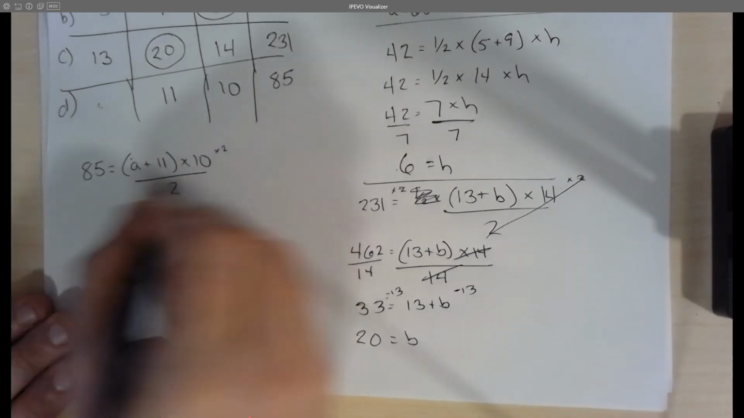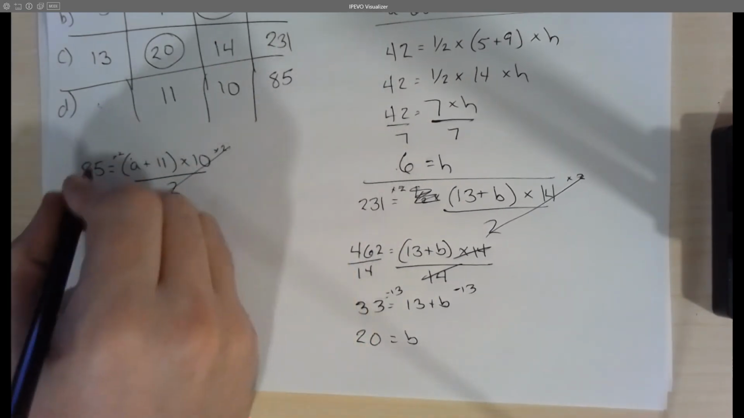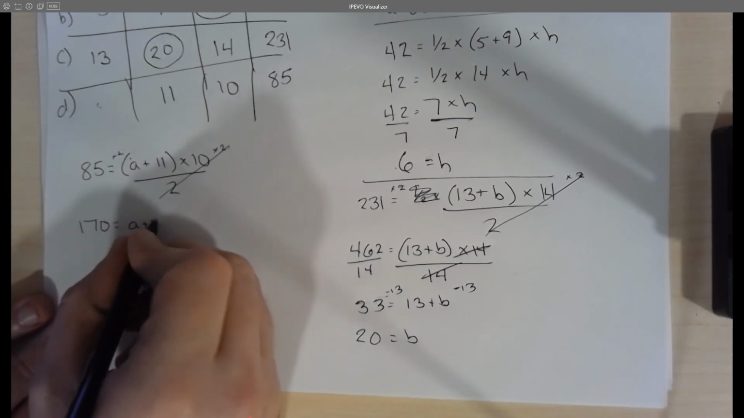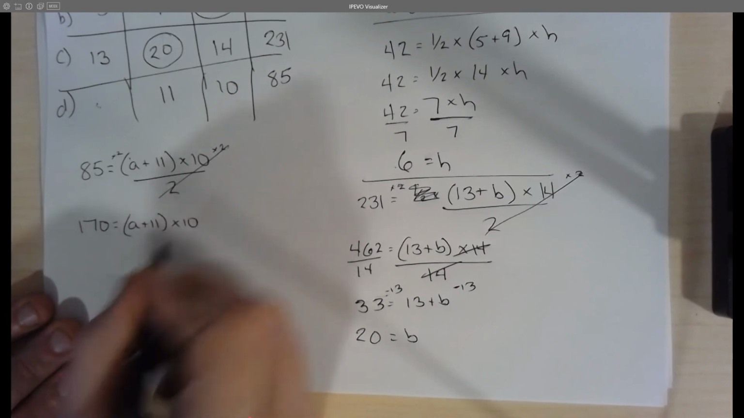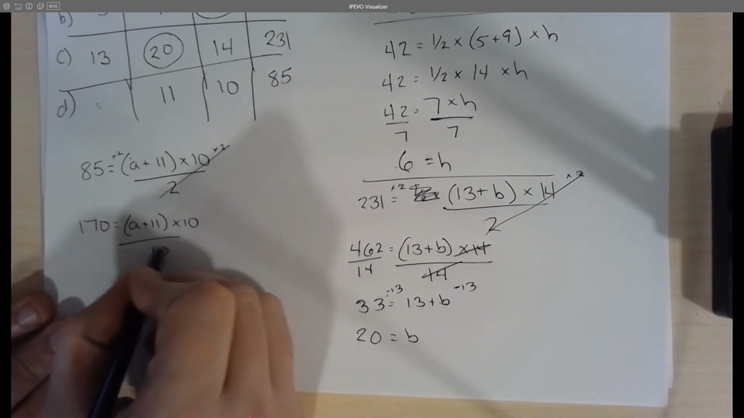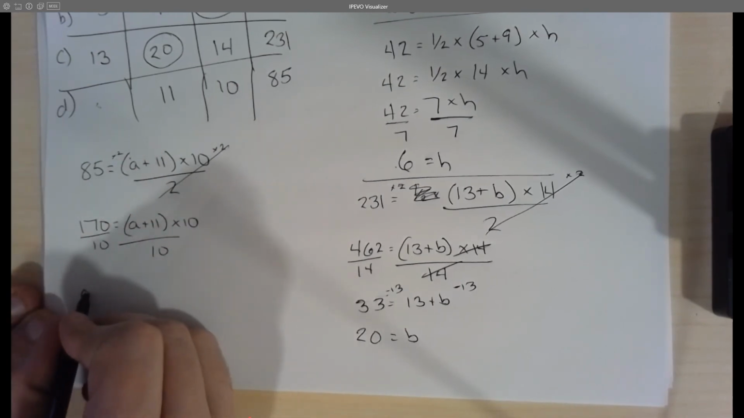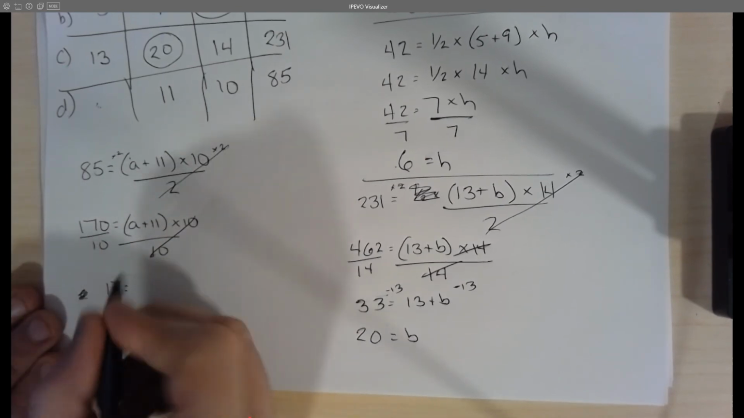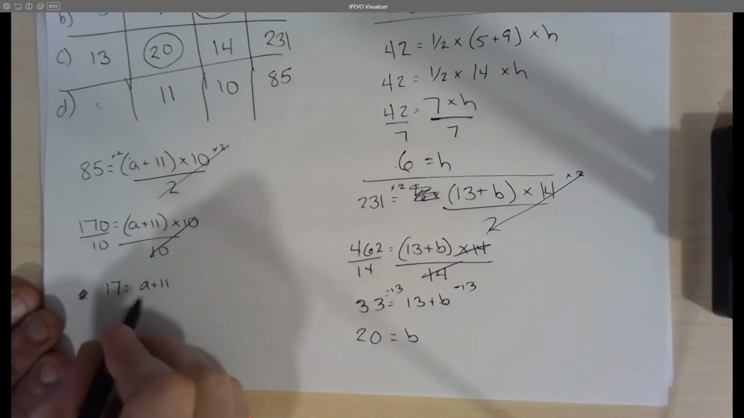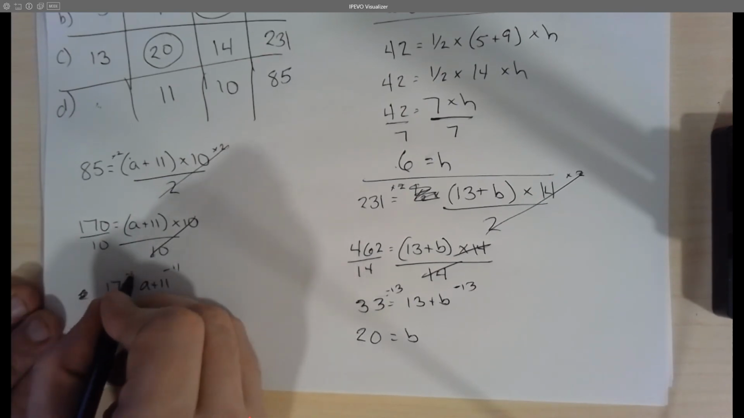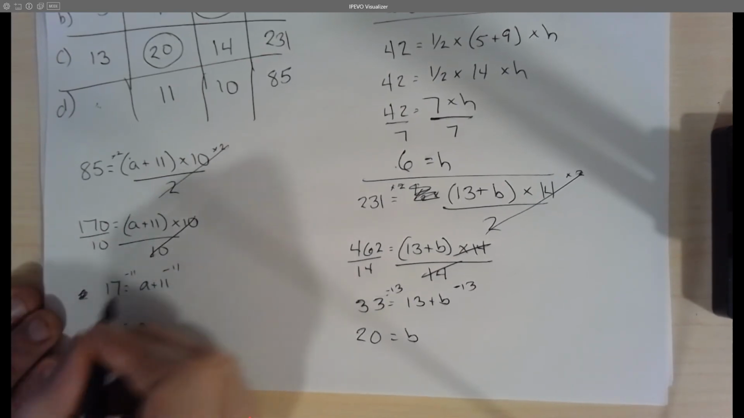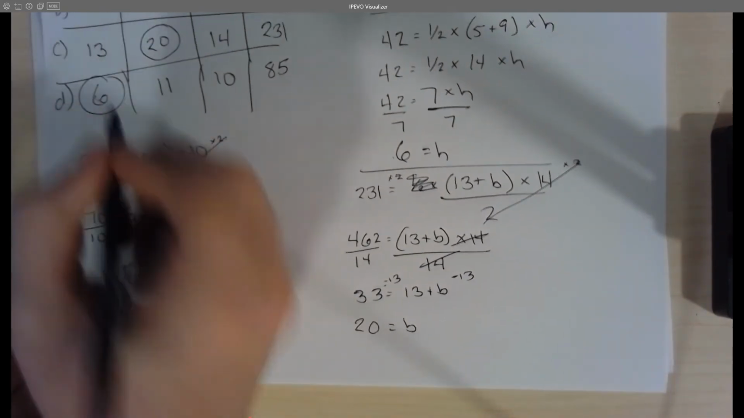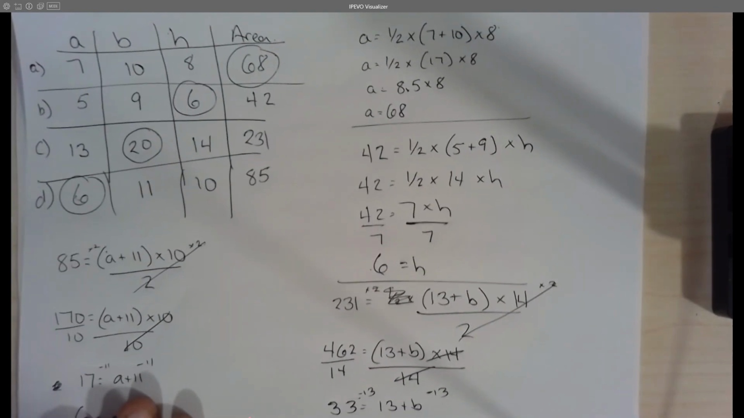Start off timesing 2 on both sides to cancel out the 2's. 85 times 2 is 170, equals A plus 11 times 10. Want to get rid of a times 10, so I divide 10 to both sides. So I now have, these cancel out. 170 divided by 10 is 17, equals A plus 11. To get A by itself, subtract 11 on both sides, and I get A equals 17 minus 11, or 6. That's my missing value in that particular question.